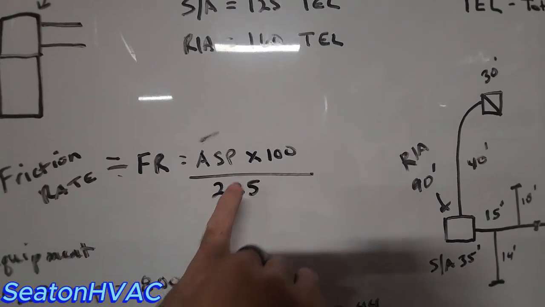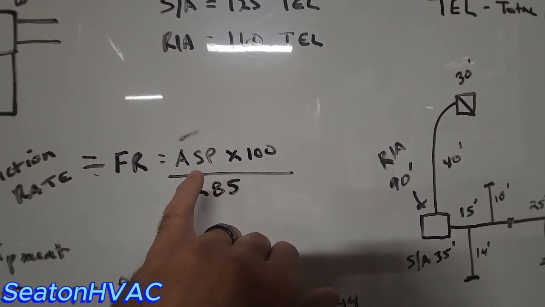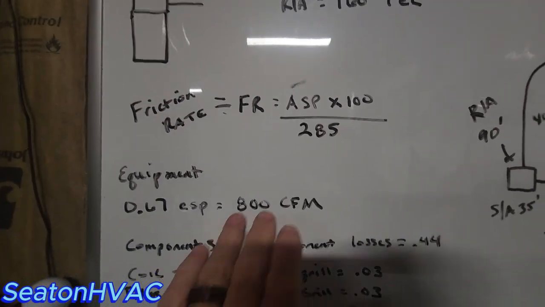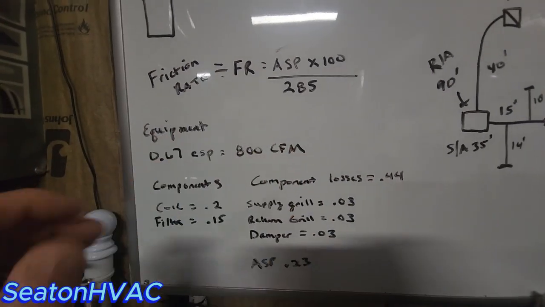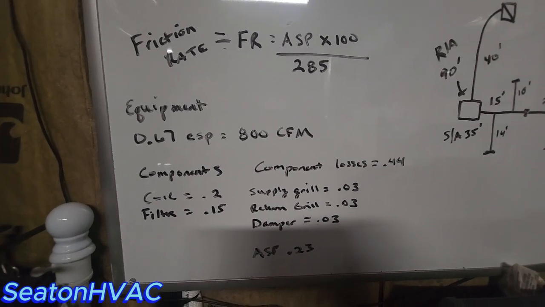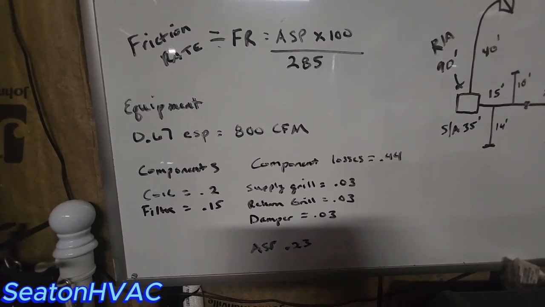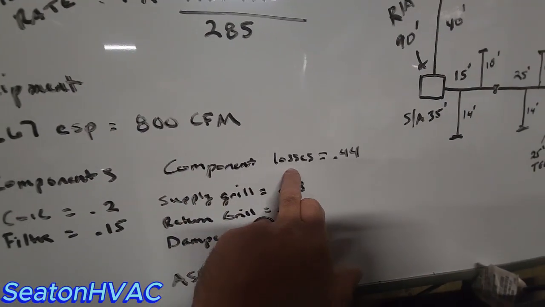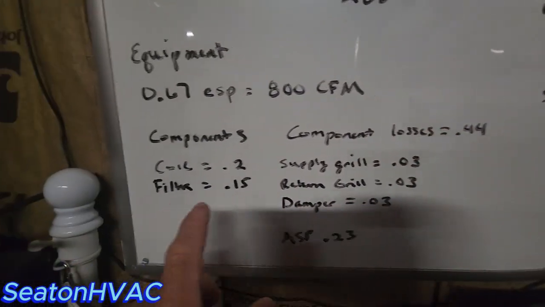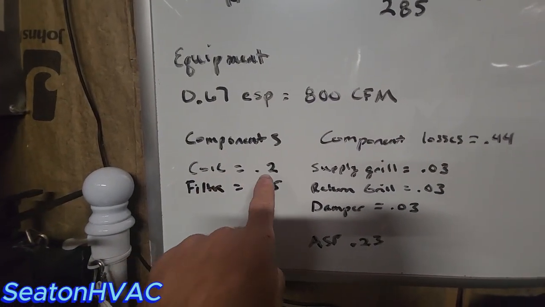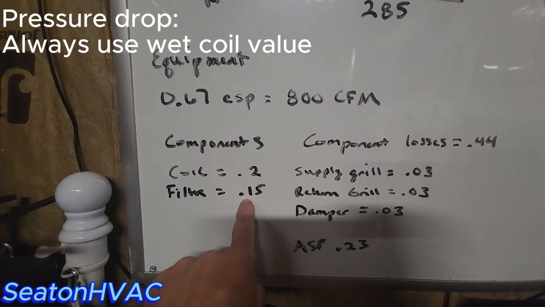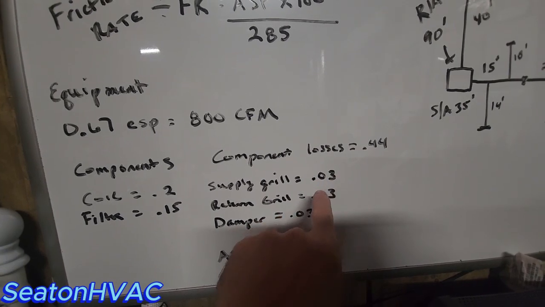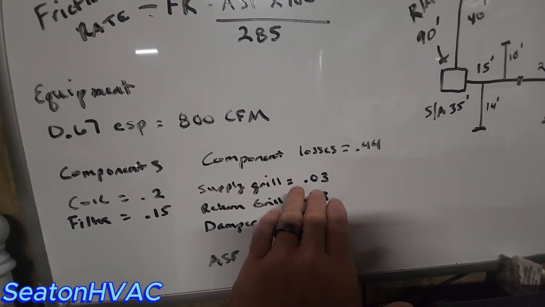So available static pressure. How do we come up with that? What we need to do is find out what component losses we have. And this is all in the book, guys. Go get the book. It's an awesome book, and read it thoroughly. There's a lot of good information in there, but I'm going to go over it with you real quick. You want to find out what your component losses are, and the number's already there. Let's say your coil has a static pressure loss of 0.2, your filter 0.15, supply grill 0.03, return grill 0.03, and these are pretty standard actually.